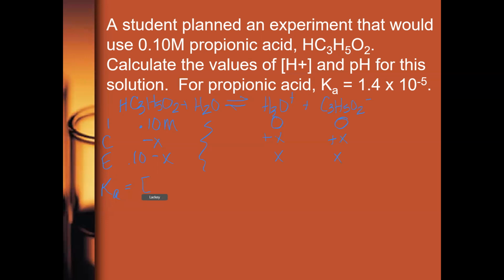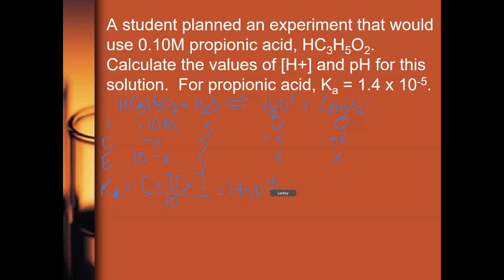So we have our products on top, so we have X times X. You can also rewrite that as X squared. Here we can ignore the X subtracted from 0.10, because the 0.10 would be to the negative first, and our K is to the negative fifth. That will make your math a little bit easier. And we said that is equal to 1.4 times 10 to the negative fifth.